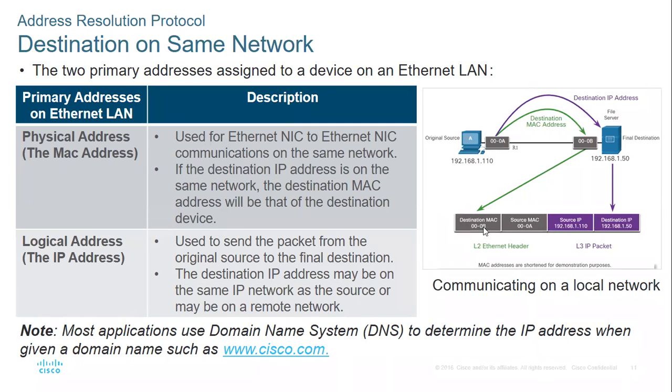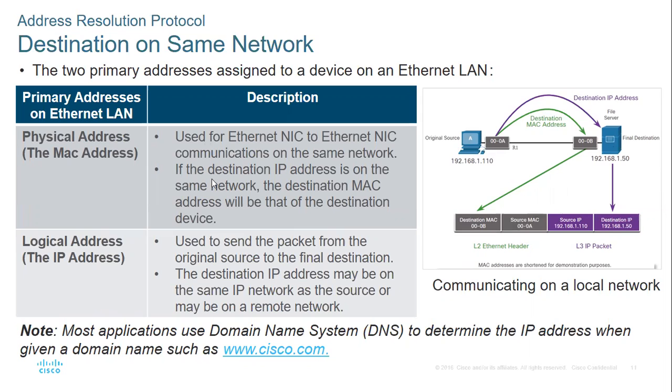Since we are on the same network, you remember we looked at the structure of a frame. What we must have in the frame is information such as the destination MAC address, which will be the MAC address of this server, as you can see here, 00B. And then the source will be the source MAC address of A, which is 00A. So you see, devices that are communicating on the same network use the MAC addresses to communicate.